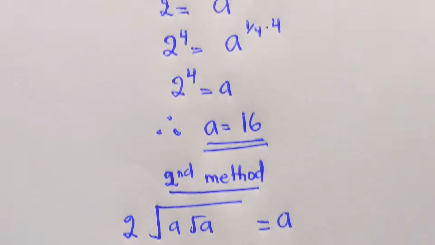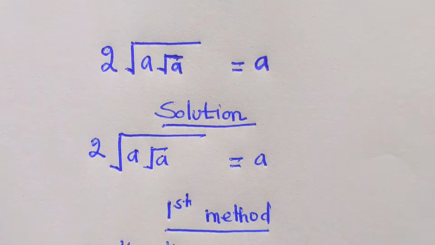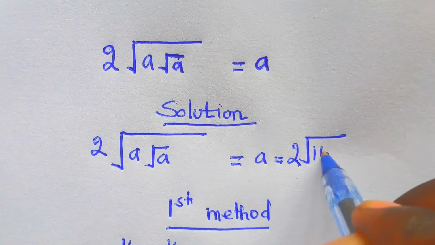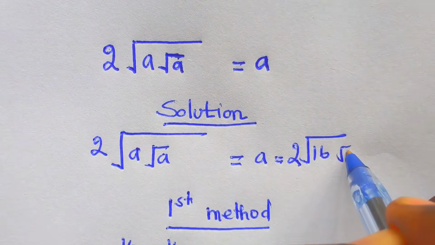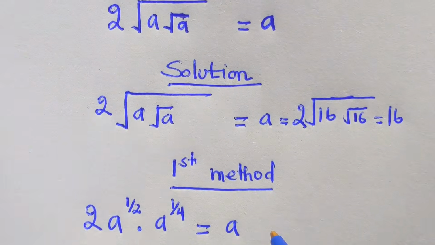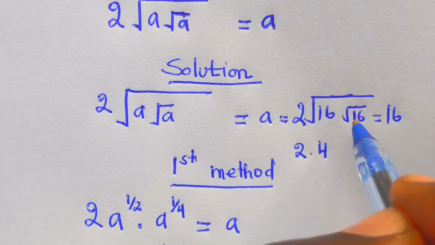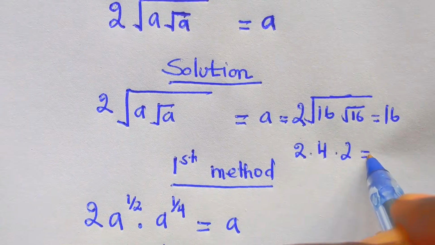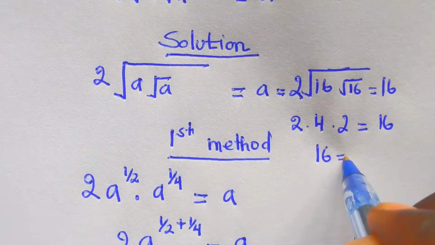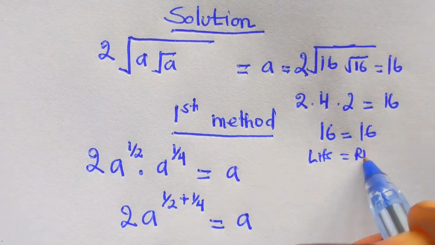And we can check if our solution is correct. Here we have 2 square root of 16, and the square root of 16 here again equals 16. This will be 2 times 4, and here times 2, which is equal to 16, and this will be 4 times 4, 16, which equals 16, to make the left hand side equal to the right hand side.